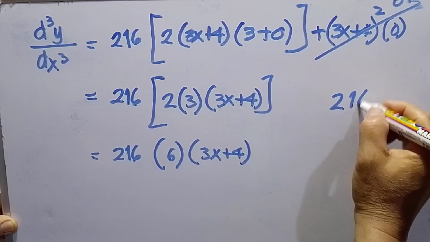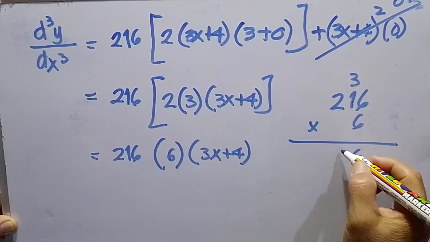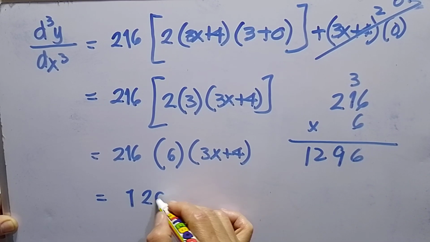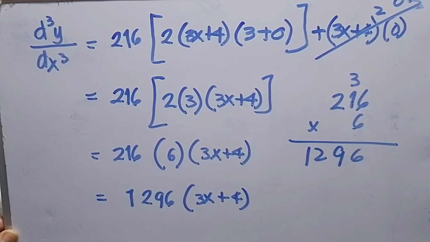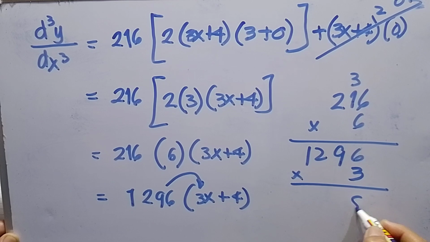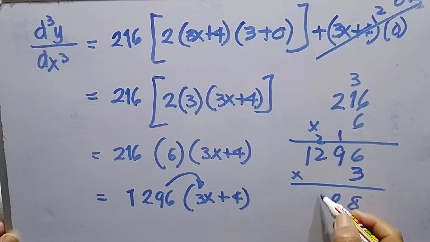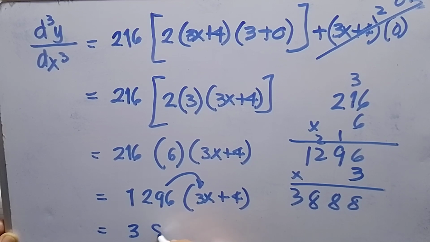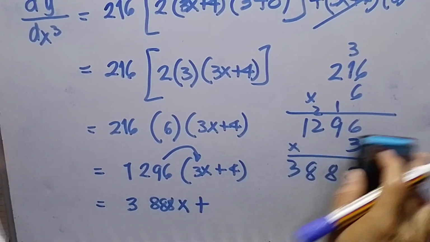So what is 216 times 6? This will be 36, carry 3, 6, 9, 12. So I've got 1,296(3x + 4). Or if you want to simplify this one, multiply times 3. This will be 18, carry 1, 27, 28, carry 2, 6, 8, 3. Then I've got 3,888x.